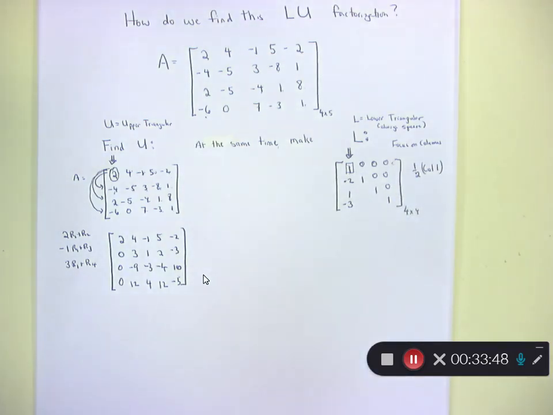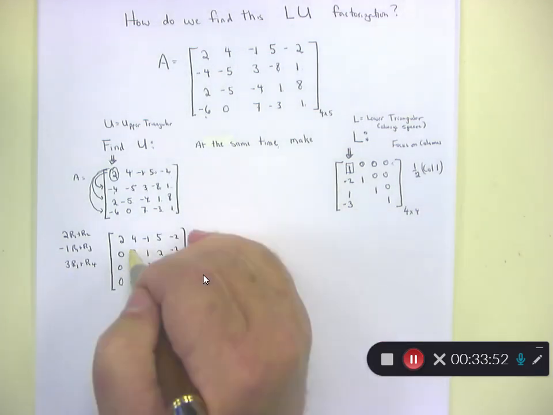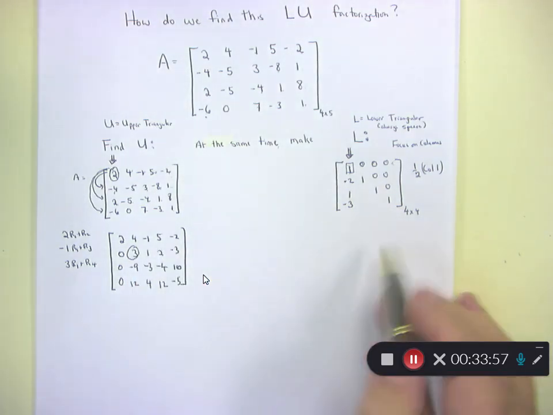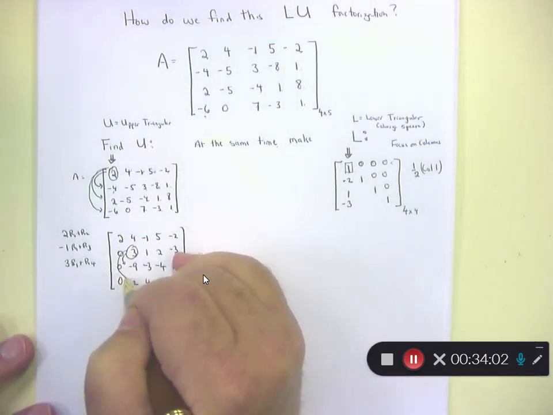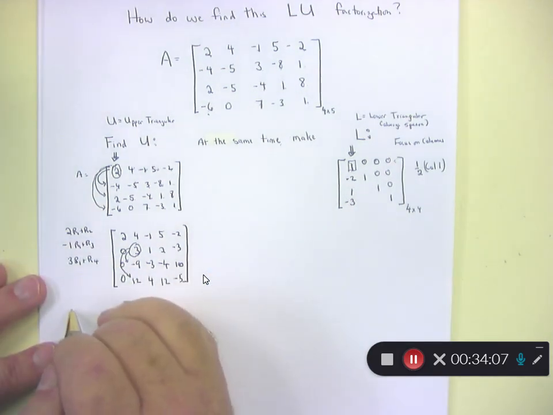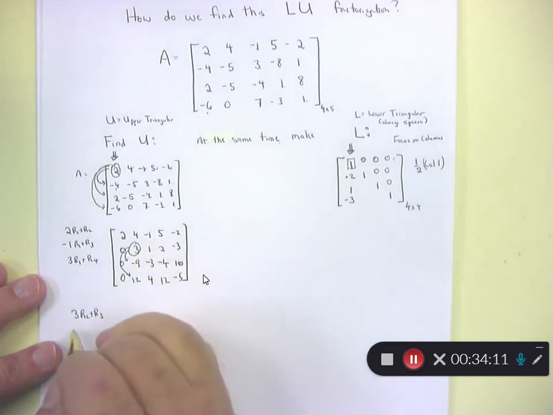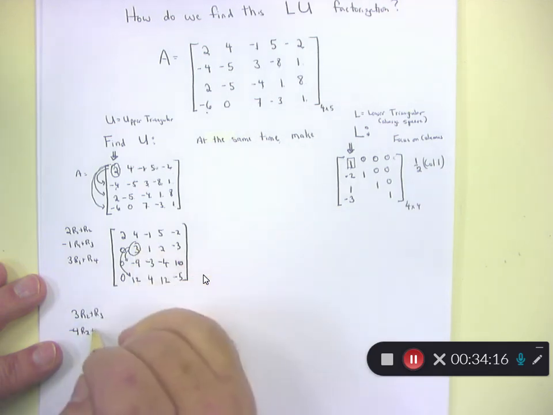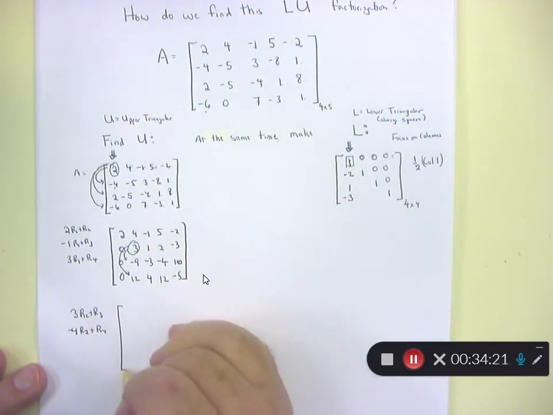Now we're going after this guy, okay? Here is the 3. You're going to take this guy. Don't make him a pivot on the U. The pivots will show up on the L. So I'm going to take this and sweep down and make some zeros, right? What am I going to do? I'm going to do, let's see here, 3 times row 2 added to row 3. And I'm going to do negative 4 times row 2 added to row 4. Whatever I add to is what I replace. Okay?